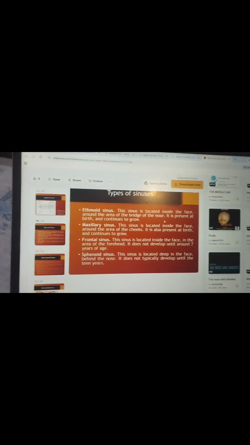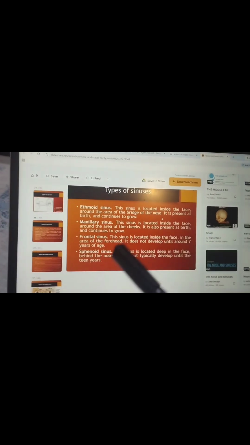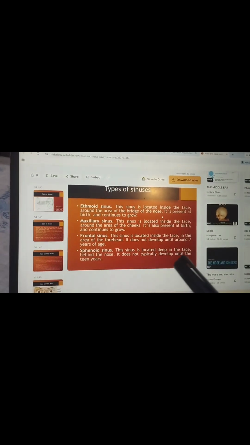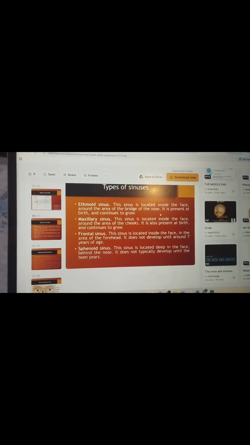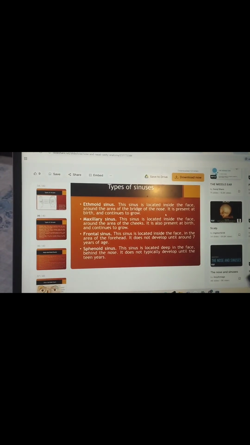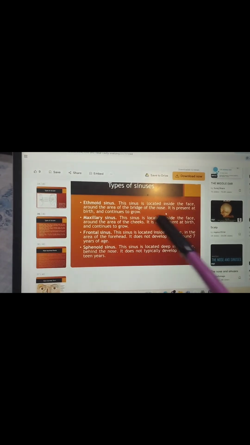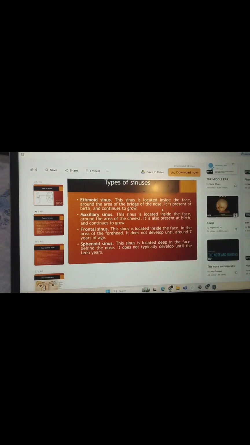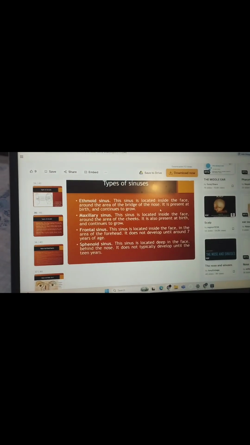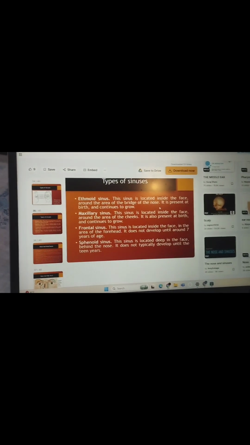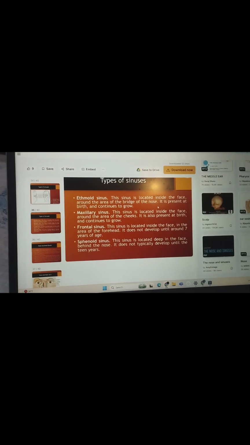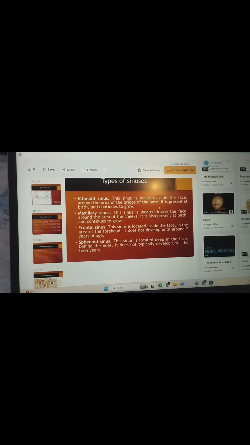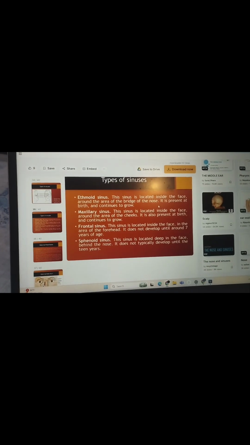So the maxillary sinus is the only sinus which is present at birth. Frontal sinus develops around 7 years of age, and sphenoid sinus develops around the teen age, and ethmoidal sinus is present at birth as well, and it continues to grow. And maxillary sinus is also present at birth, and it also continues to grow. However, frontal sinus is present at 7 years, and sphenoid sinus is present until the teen years.